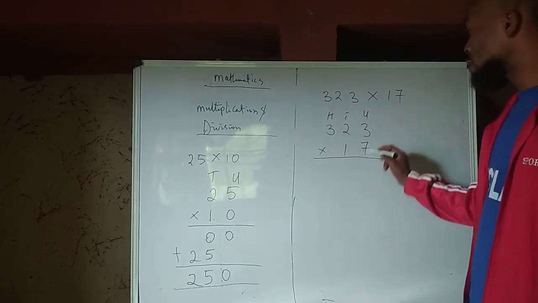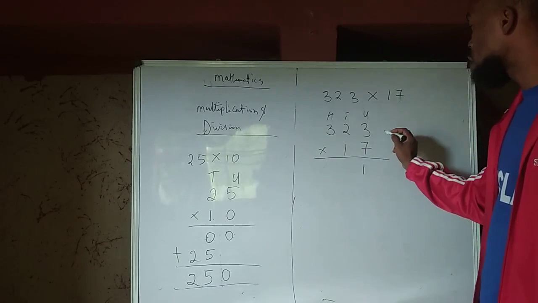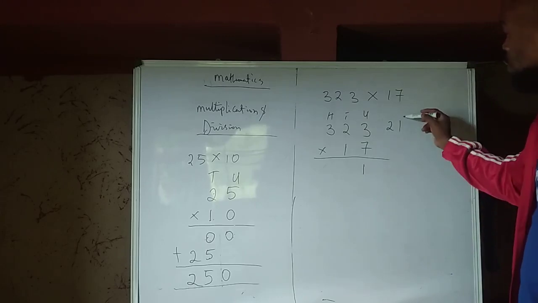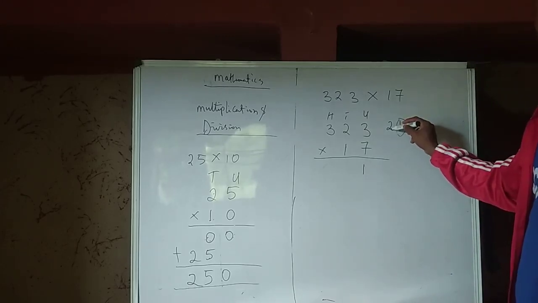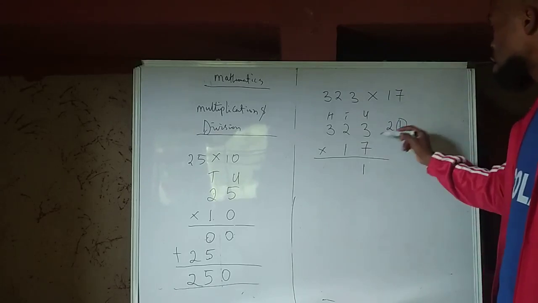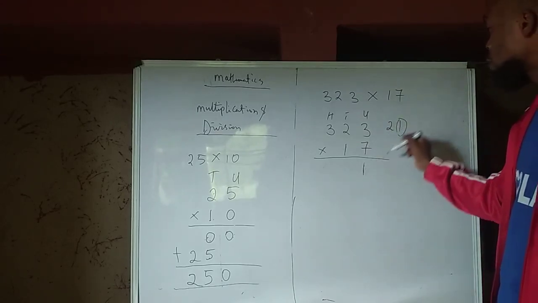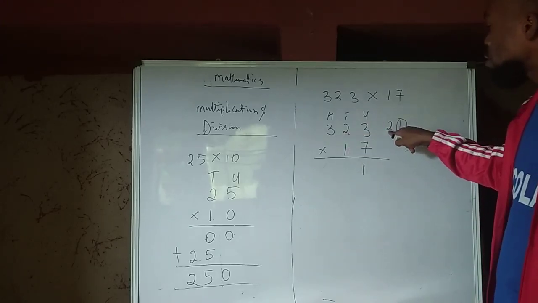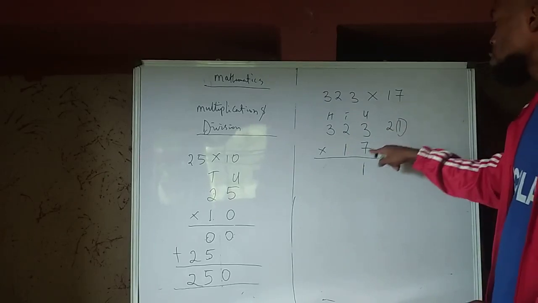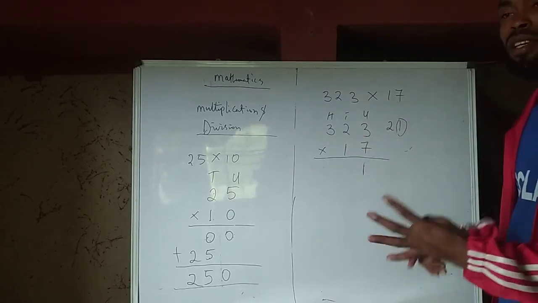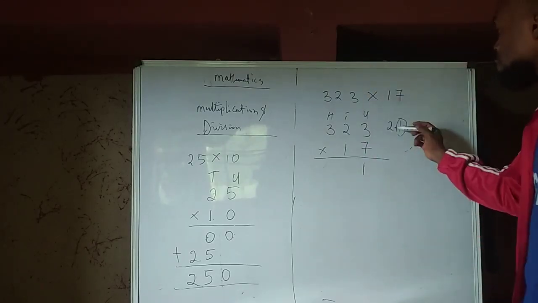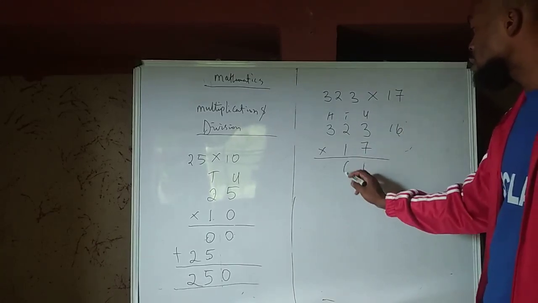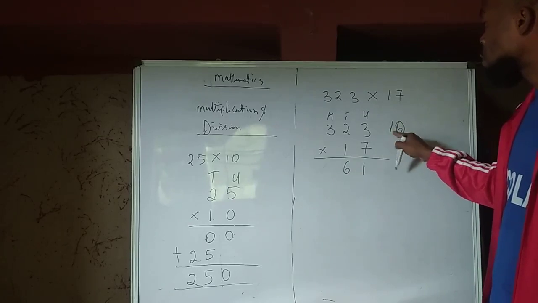So 7 times 3 is 21. So we have 1. And when we get 1, 7 times 3 is 21, right? So we are going to write 1 and take 2 to the next multiplication. So 7 times 3 gives us 21, so we have 1, we carry 2. 7 times 2 is 14, but remember that there is a 2 here, so that 14 plus 2 gives you 16. So that means the number here now becomes 16. So we write 6. And then we carry 1.